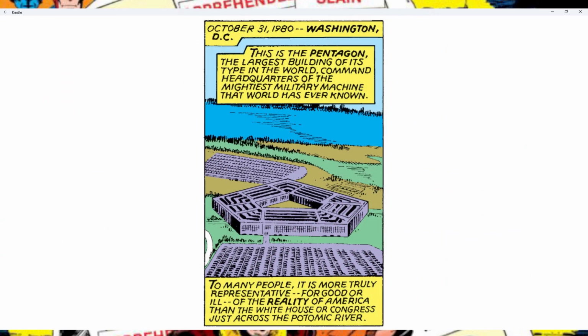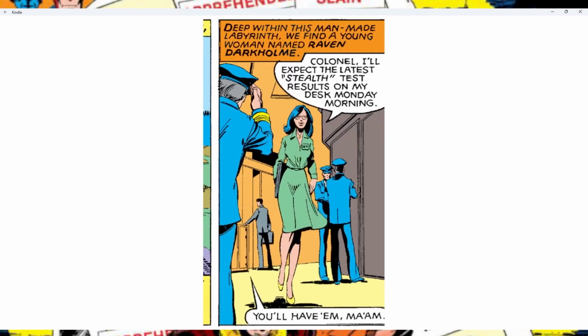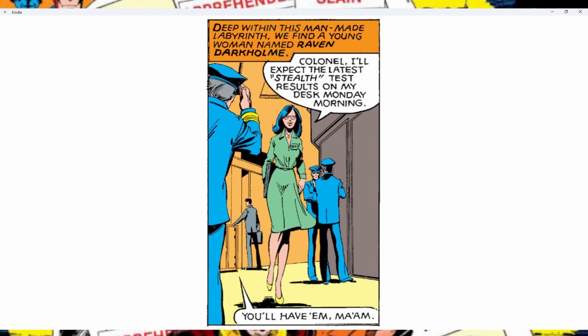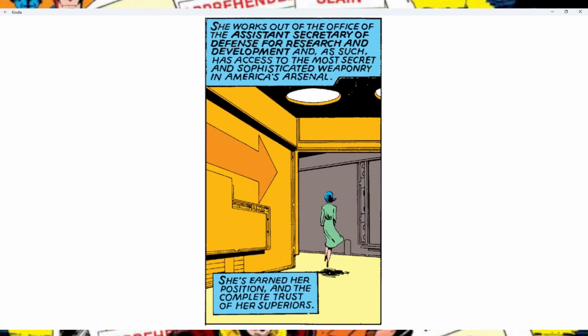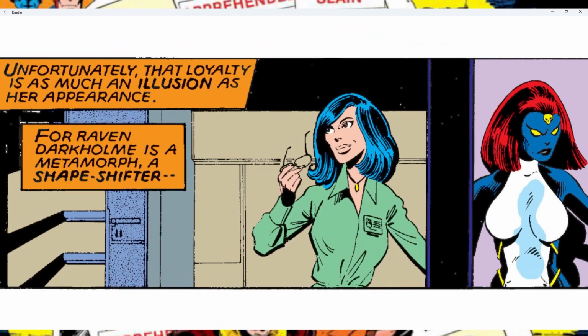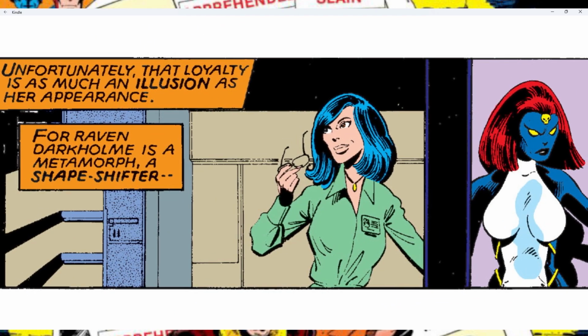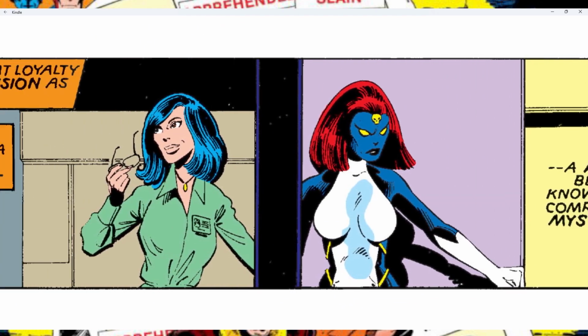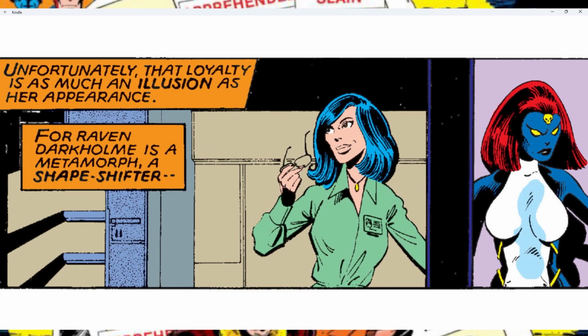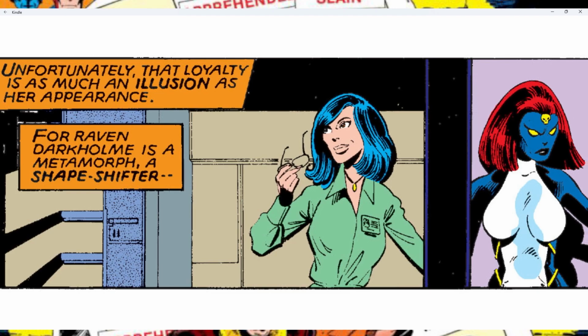Meanwhile, we cut to the Pentagon, present day Pentagon. And Raven Darkholme is walking the hallways telling them, okay, I need these reports on my desk and things like that. And when she goes in private and goes in the room, she turns into Mystique. Now, I had to do some research on it. This is not Mystique's first appearance, but I think this is the year where she was, I think she was a Ms. Marvel villain at first, and then this is the first time she popped up in an X-Men book.